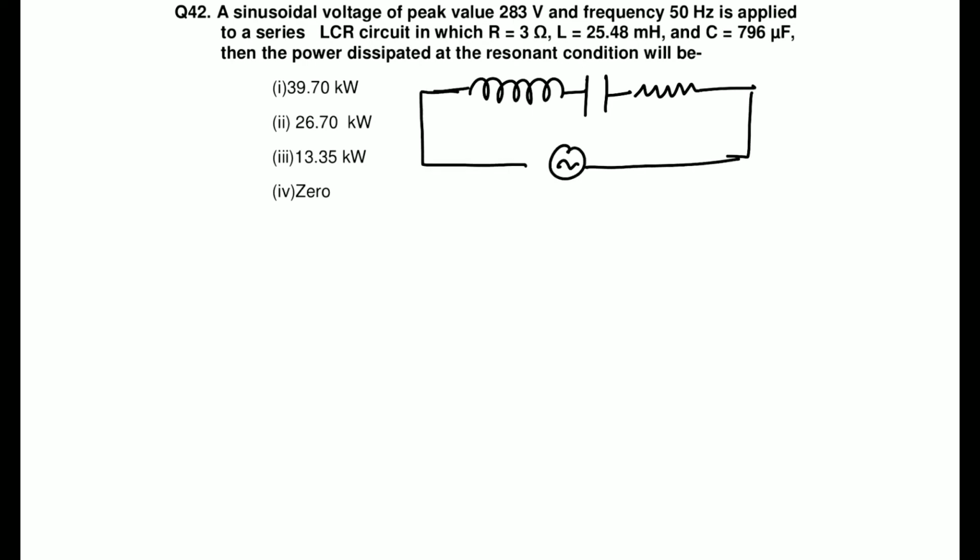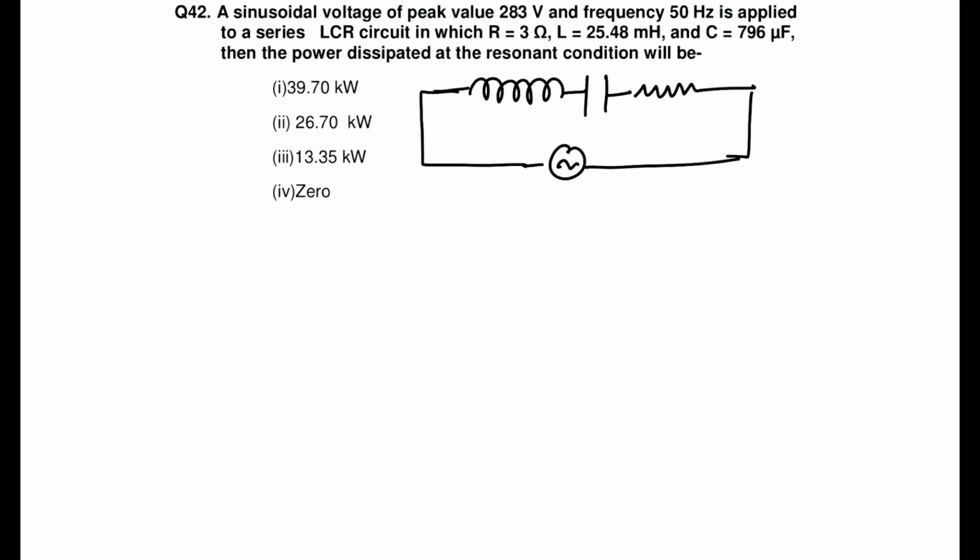All right, so we have an LCR circuit. That means we have an inductor, then we have a capacitor, then we have a resistor, which is connected with an AC source, right?